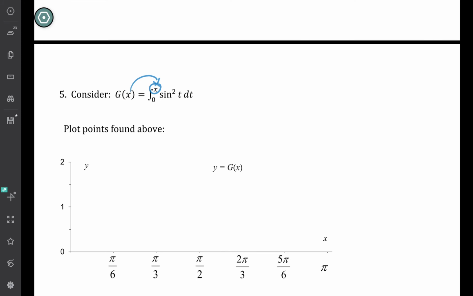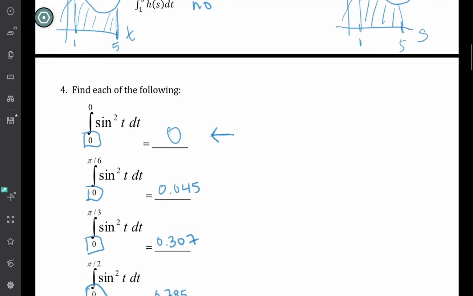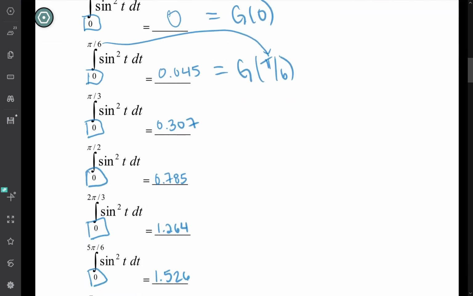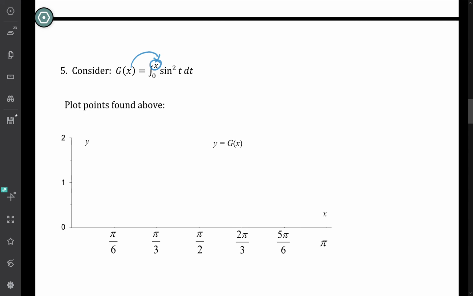Notice that this is exactly what we just put work into on the last page, was finding values of this function. So I could go back up here and say, okay, according to this new definition I made, this is my g of 0, this is my g of pi over 6, and that pi over 6 is coming from right here, this is my g of pi over 3, and so on. So I want to, on this very first grid, plot the points from that previous page and see if I can get a rough idea of what g looks like.